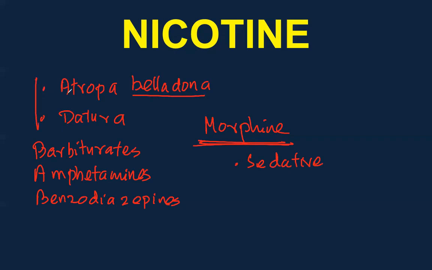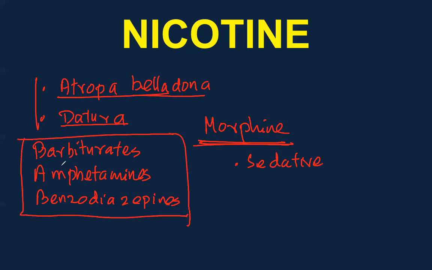So these are other sources of hallucinogenic substances. These are two plants, Atropa belladonna and Datura. These are artificially made chemical compounds: barbiturates, amphetamines, benzodiazepines, and morphine. Morphine is used in hospitals. Only doctors can use it. They don't sell it in the pharmacy. Companies directly give it to the hospital.